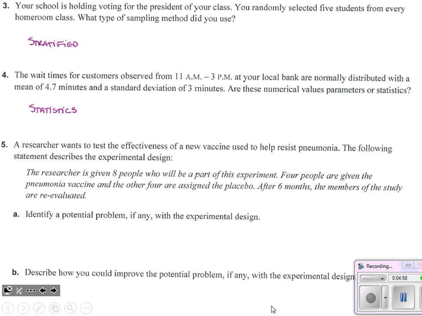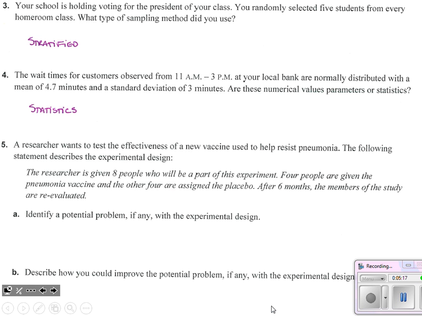Number 5, a researcher wants to test the effectiveness of a new vaccine used to help resist pneumonia. The following statement describes the design of the experiment. Researcher is given 8 people who will be a part of this experiment. 4 people are given the pneumonia vaccine. Other 4 assigned the placebo. After 6 months, the members of the study are re-evaluated.